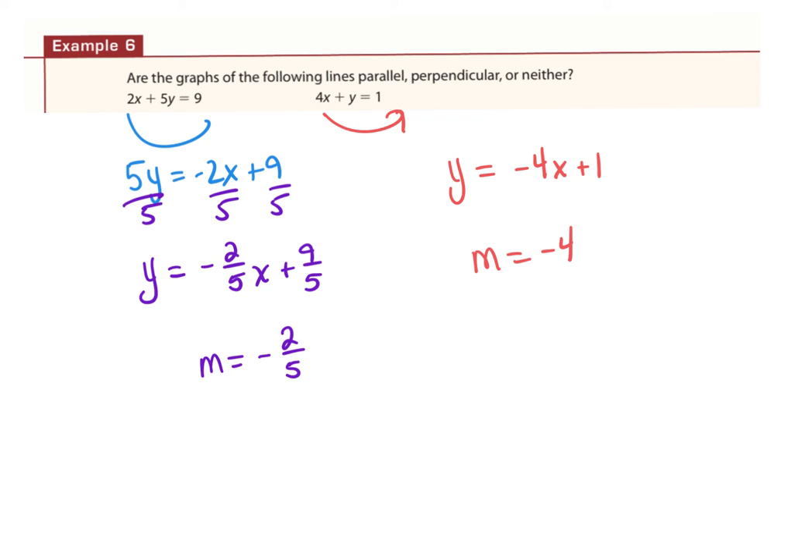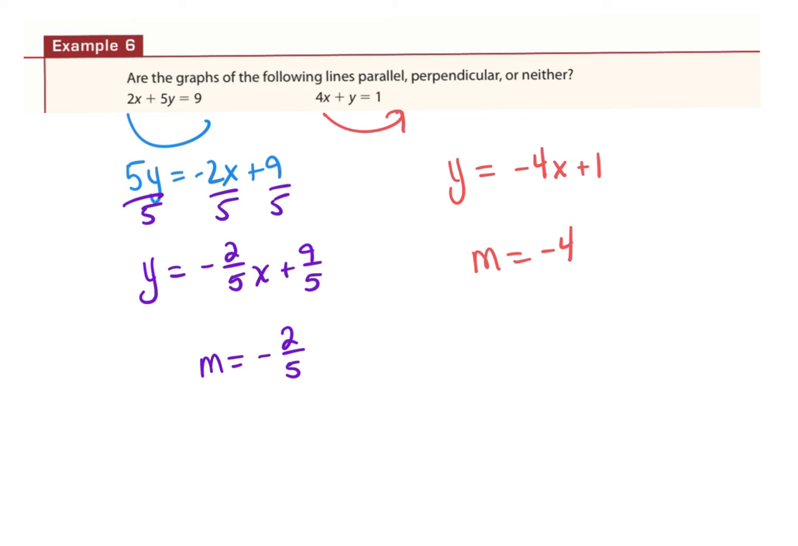These are not the same. These are not negative reciprocals of each other. These are neither parallel or perpendicular. They are just intersecting lines. If they had been the same, I would have had parallel lines. If they had been negative reciprocals, I could say they are perpendicular lines. These are neither. They're just two lines that intersect.